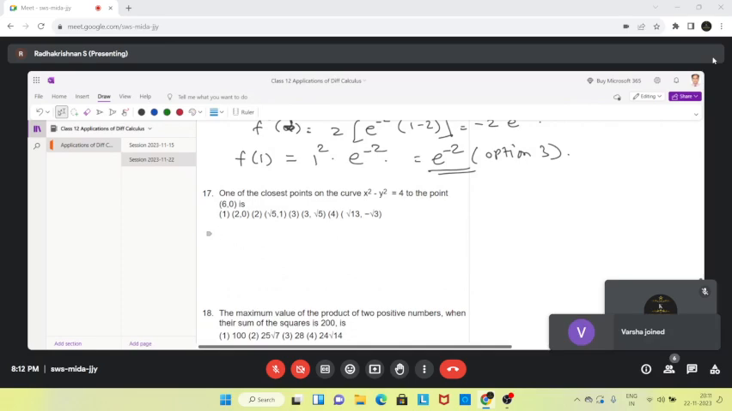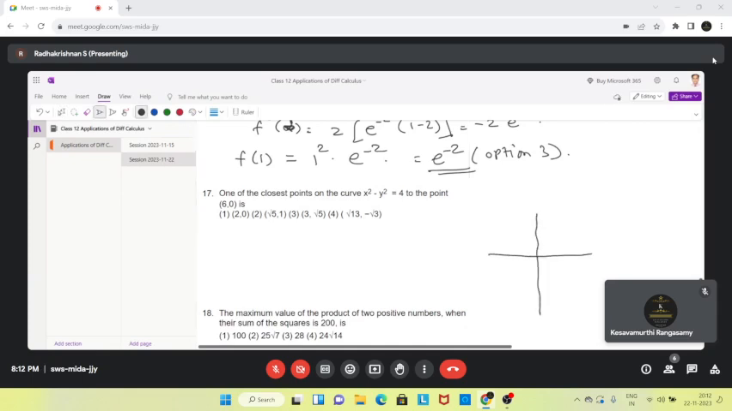One of the closest points on the curve x square minus y square equal to 4 to the point 6 comma 0. Okay. So what is this curve x square minus y square equal to 4? Okay. So these are things which you did. And maybe you have, so hyperbola.